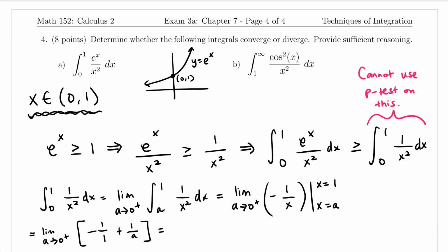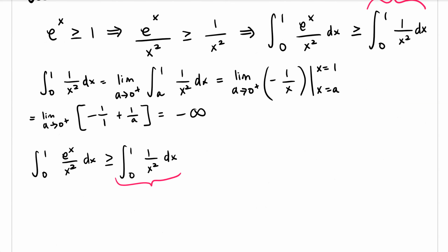And so if I take the limit as a approaches 0 from the right-hand side of just 1 over a, that's going to end up equaling infinity. That means that the improper integral on the right-hand side diverges. So this diverges because of our above calculation.